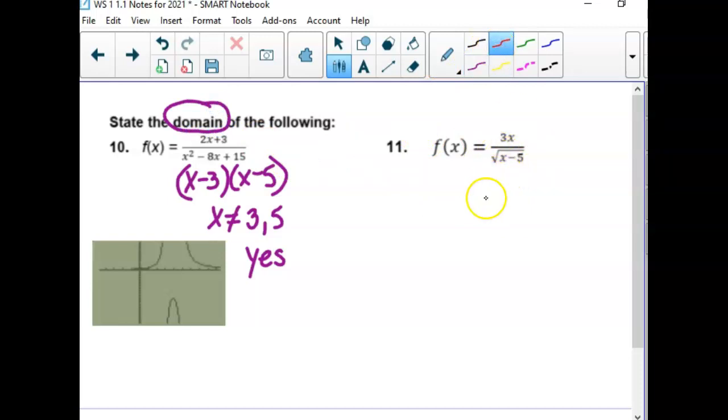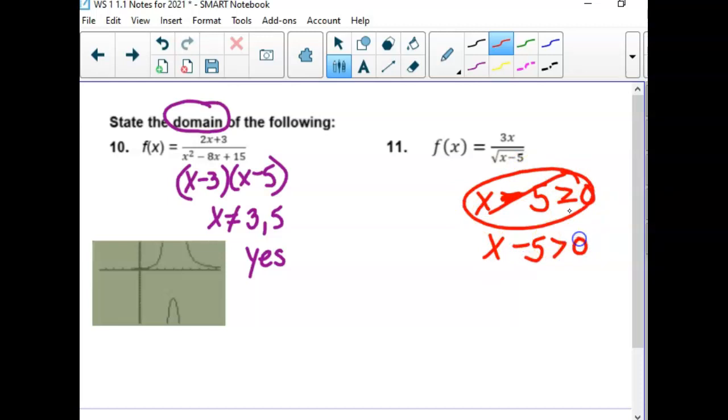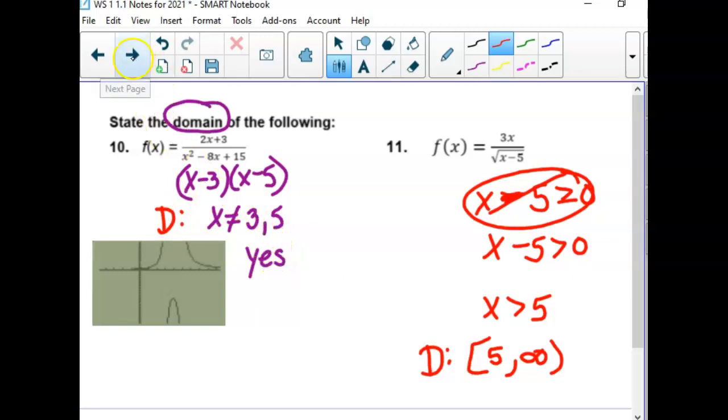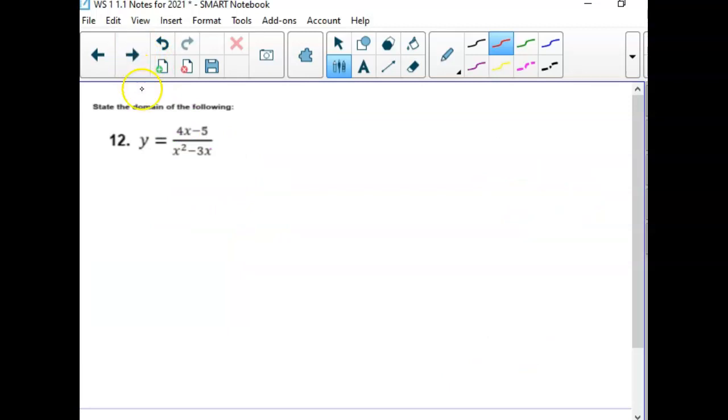Normally, what's underneath a radical has to be greater than or equal to 0. But if it's the denominator, it can't equal 0. So we're going to say that doesn't work here. And we're going to say it has to be greater than 0 because it's in the denominator. So this becomes x is greater than 5. So we'd have 5 to infinity for the domain. This one, the domain was all real numbers except these. I can talk more about these tomorrow, but the quiz is not that complicated.